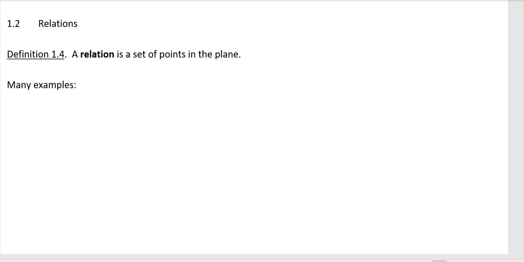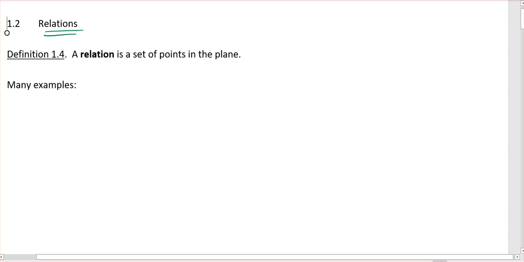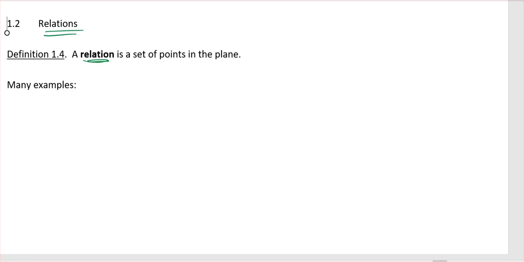All right, let's take a look at section 1.2, relations. Okay, so this is going to be a really basic definition here. We're going to make this more specific later on. We're going to have specific types of relations that we're going to call functions, but we're not quite talking about that yet. We're in complete generality here, just talking about relations.